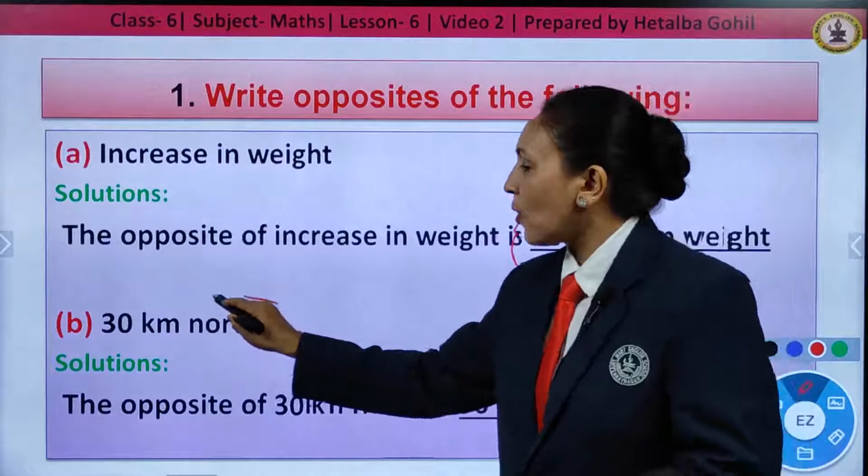Next, a deposit of rupees 200. Depositing means when you are putting something, adding somewhere, so it adds to the value. Here when you add, that means it is something plus. Okay. So what will be the deposit of rupees 200? It will be represented by a plus sign, plus rupees 200.